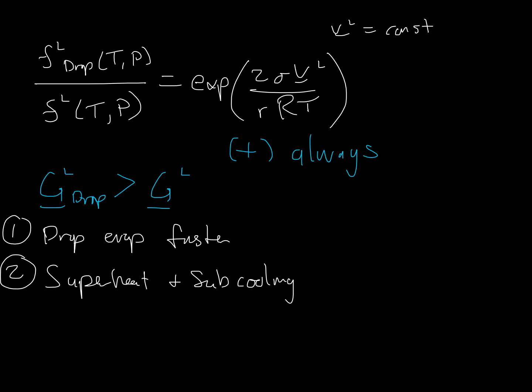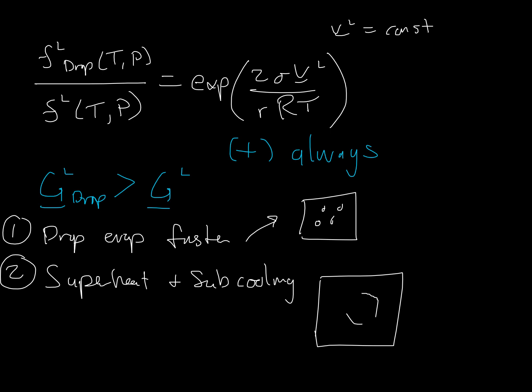Now this is the opposite. So in this case here, the droplets evaporate faster, right? This is when you have small droplets already formed in a sea of a second phase, or small bubbles in a sea of a second phase. For superheating and subcooling, you have a single phase and you're trying to create your very first droplet or bubble or whatever the case is.